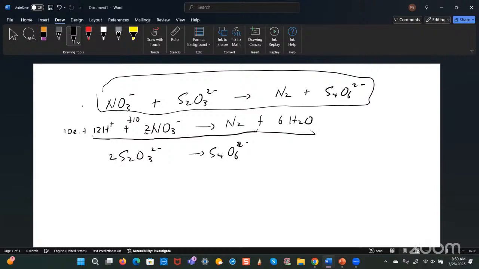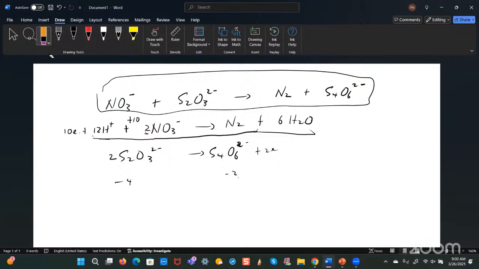What about the second half equation? Which side has a higher net charge? What's the total charge on the left side? Minus 4. What's the total charge on the right side? Minus 2. So to which side would you add electrons and how many would you add? Right. How many? 2. Exactly. Okay, very good.